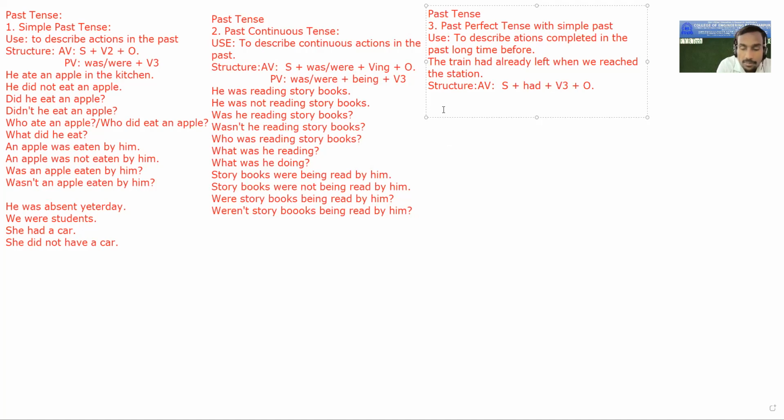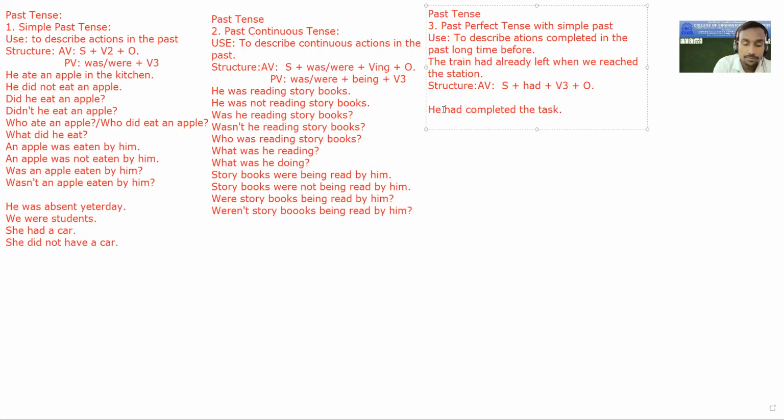Okay, we'll take one example here with an object. He had completed the task. So this is in past perfect. Here you try to understand the meaning. It is in the past and it is long before, and its impact is not there on the present time. So that is when we use past perfect.